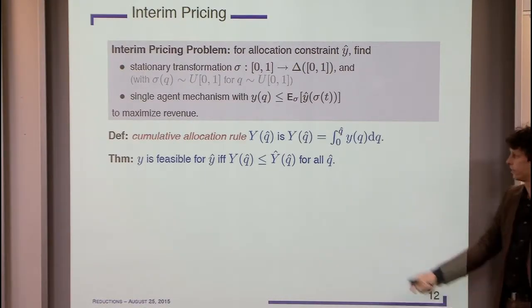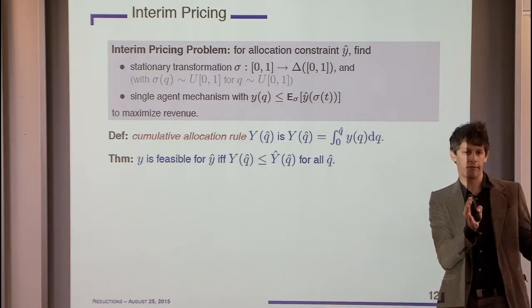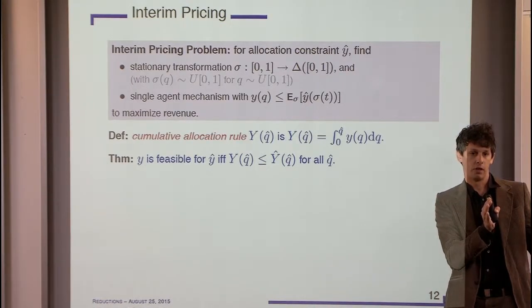Okay. In other words, it's a constraint on every prefix of strongest types of the ex ante probability you serve a type in that prefix.